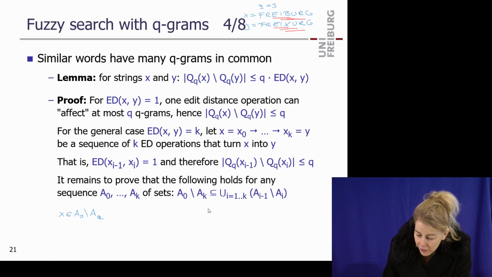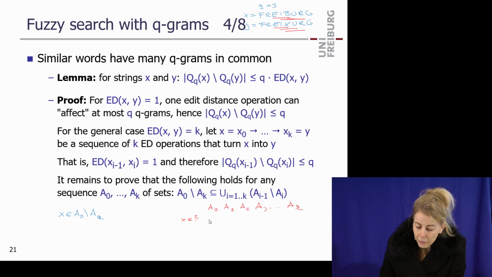I'm just looking at these sets like this: A1, A2, and so on. Let me also write A3 and AK. It's actually simpler. And now I'm wondering about my X. In which of these is it? So my X is, I'm starting with A0. It's in A0, not in AK, but it's in A0.